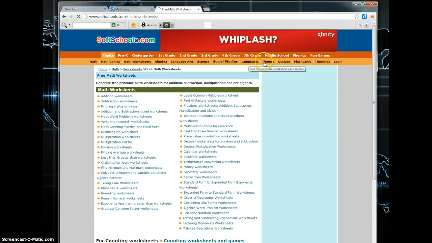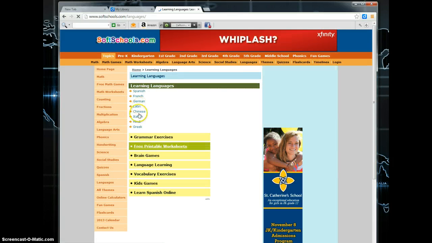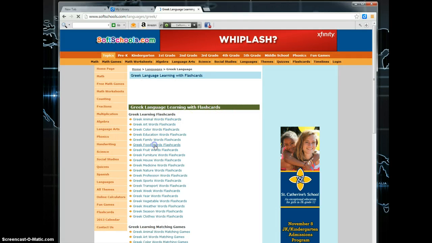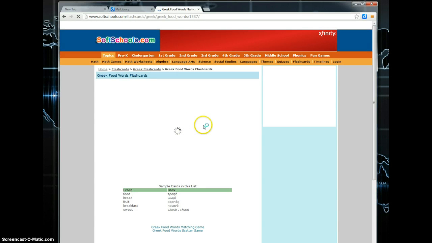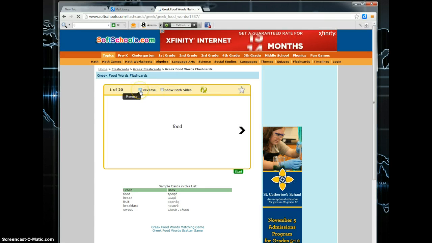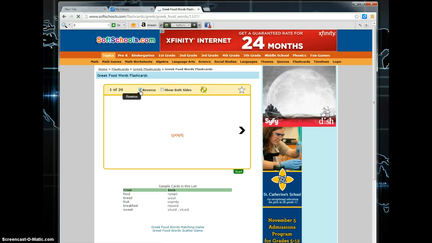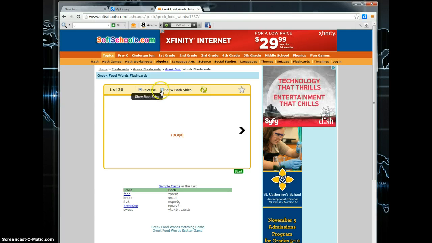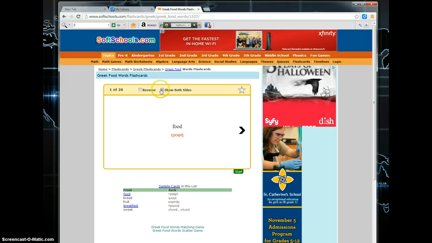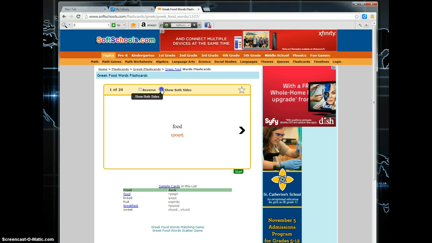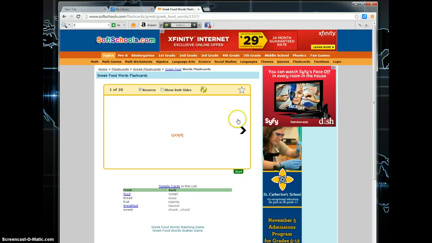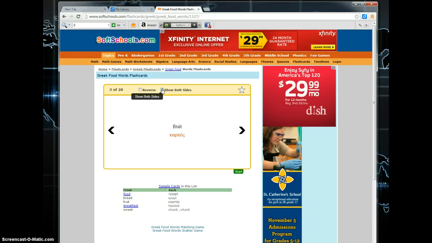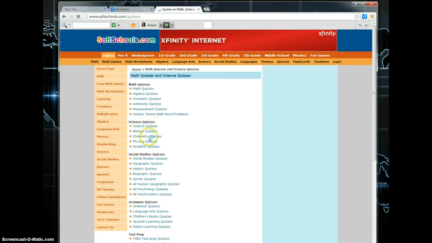Math worksheets. I was really impressed with the languages. They can do Hindi, and Greek. Greek words for food, and then you got flashcards here that you can reverse. So that's the word in Greek for food, and then you show both sides, right? And then you can just reverse it, and really just go through the Greek alphabet. I don't know what word this is, but it's fruit. So I learned to say this with fruit, and it's a lot of great information.